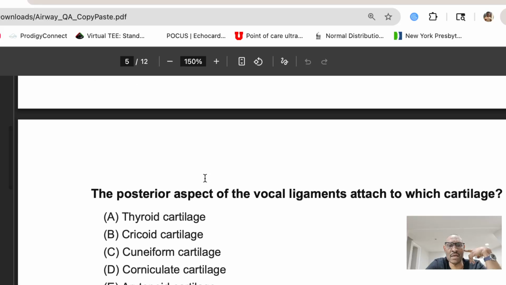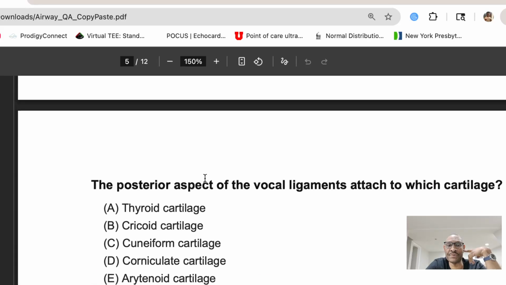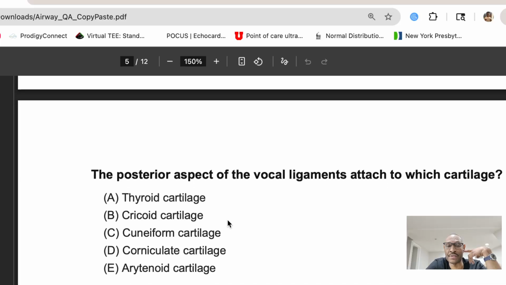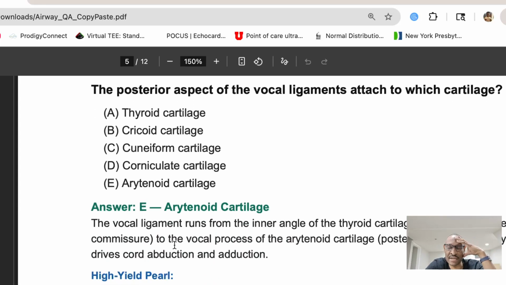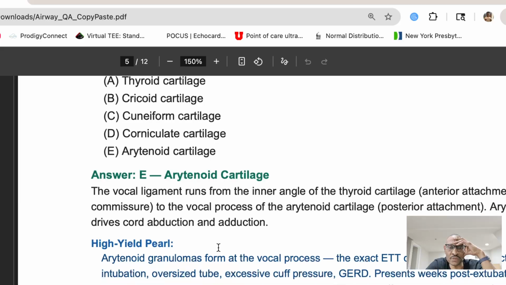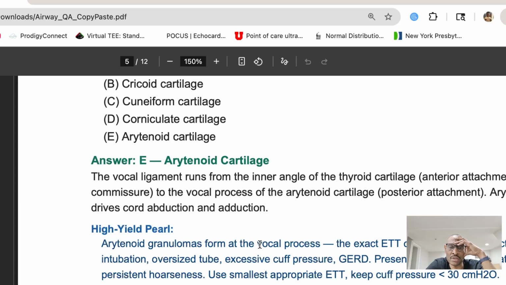Okay. Some more anatomy. The posterior aspect of the vocal ligament attaches to which cartilage? And we know that that was the arytenoids. You have to see and learn the anatomy to get this question. This is kind of just a you either know or you don't know kind of fact. And then you can kind of go through this.